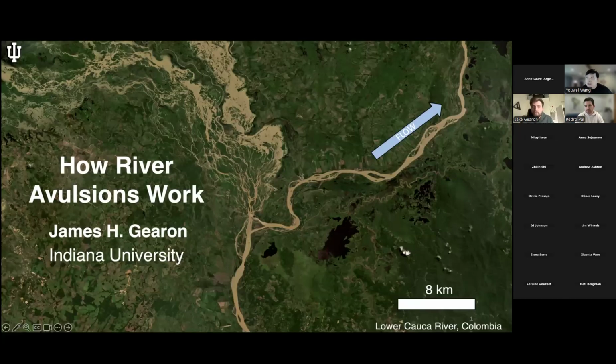How river avulsions work. And that's what you're seeing on the screen here in progress.